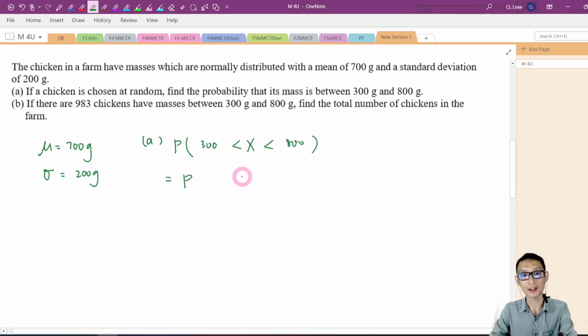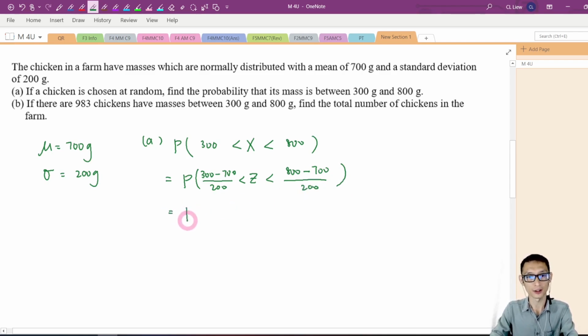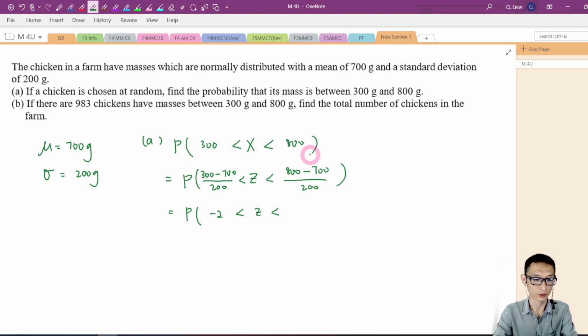So what I'm going to do here is convert it to Z value first. 300 minus mean divided by standard deviation. So this 800 minus mean, using the same formula, divided by standard deviation. Okay, now just press your calculator. This will give you negative 2. How about this? 800 minus 700, you will get 100. And then divided by 200, you will get half, right? Yes, 0.5.